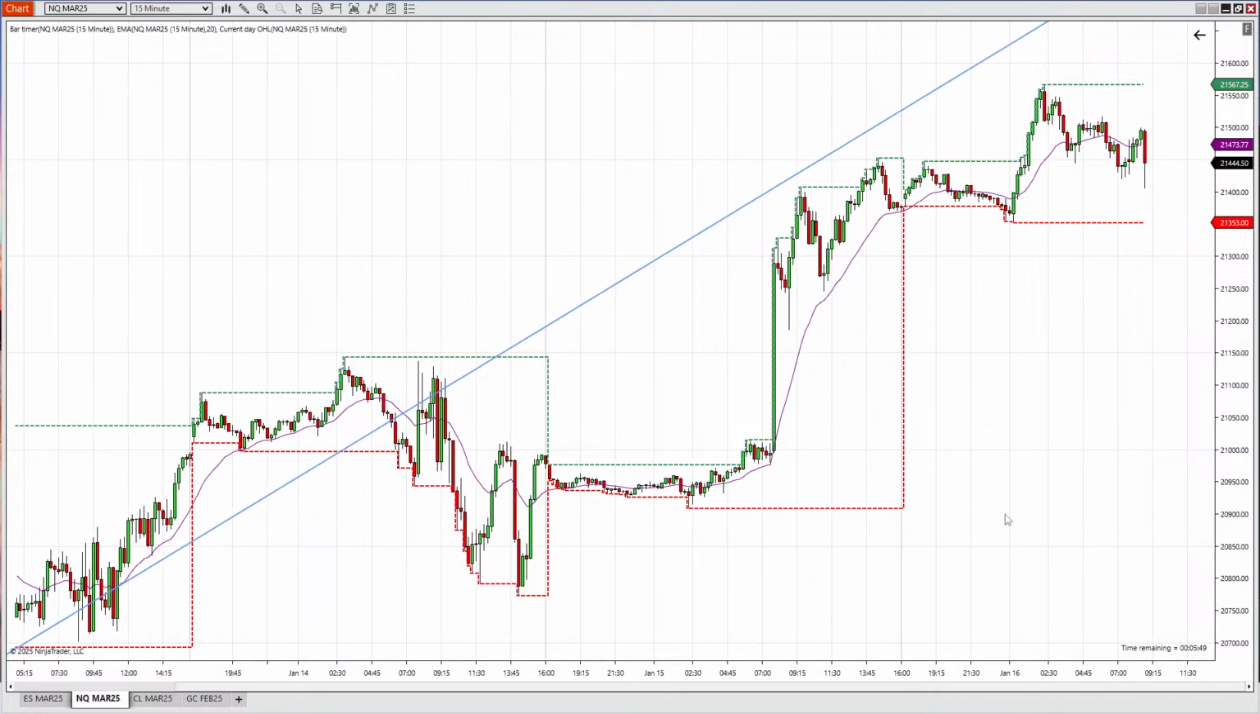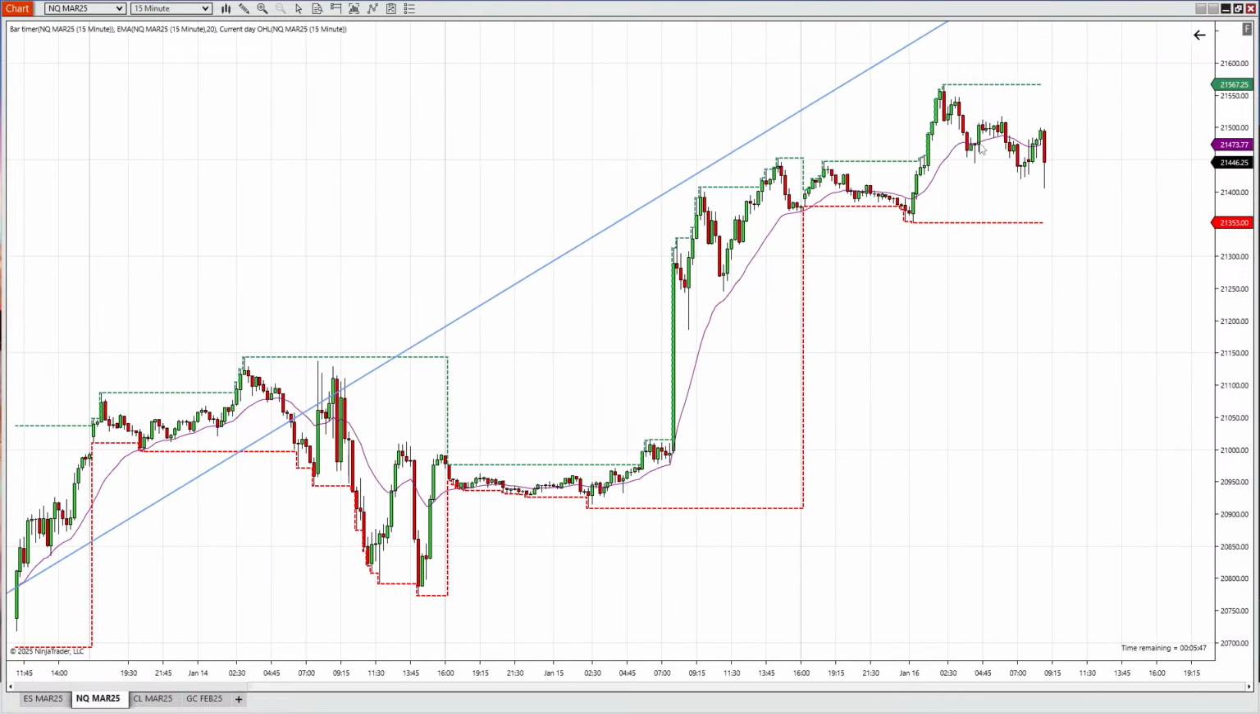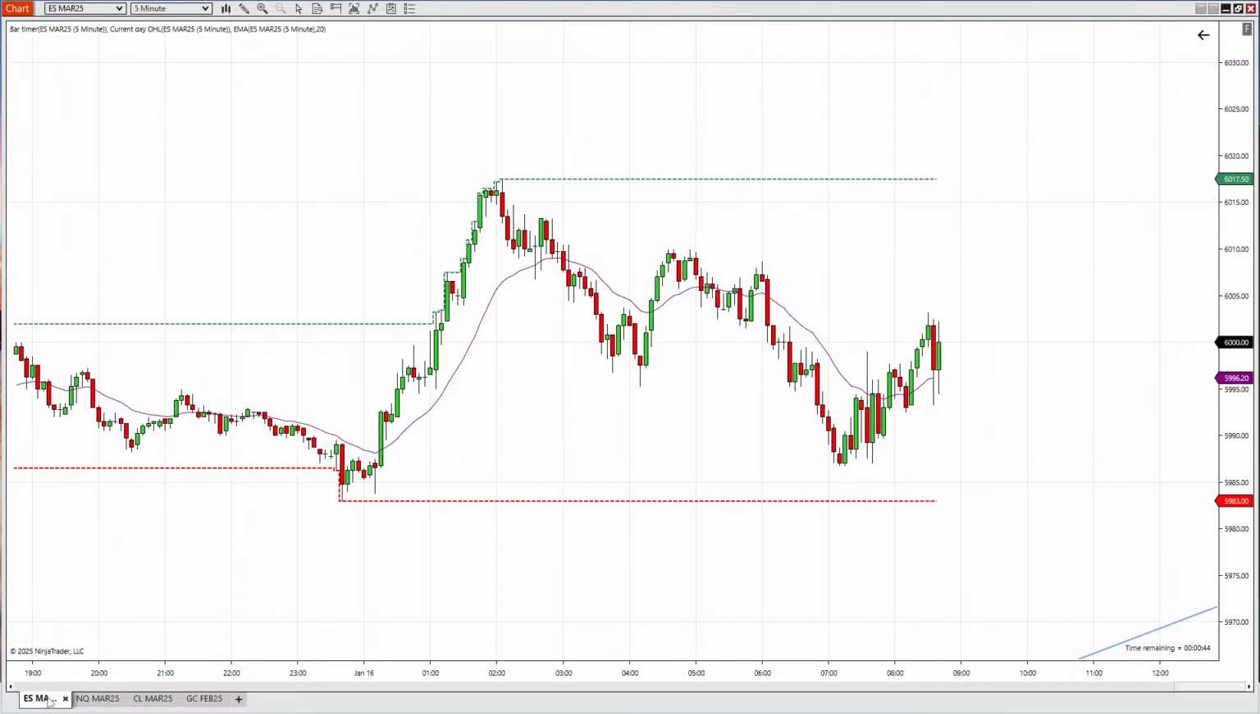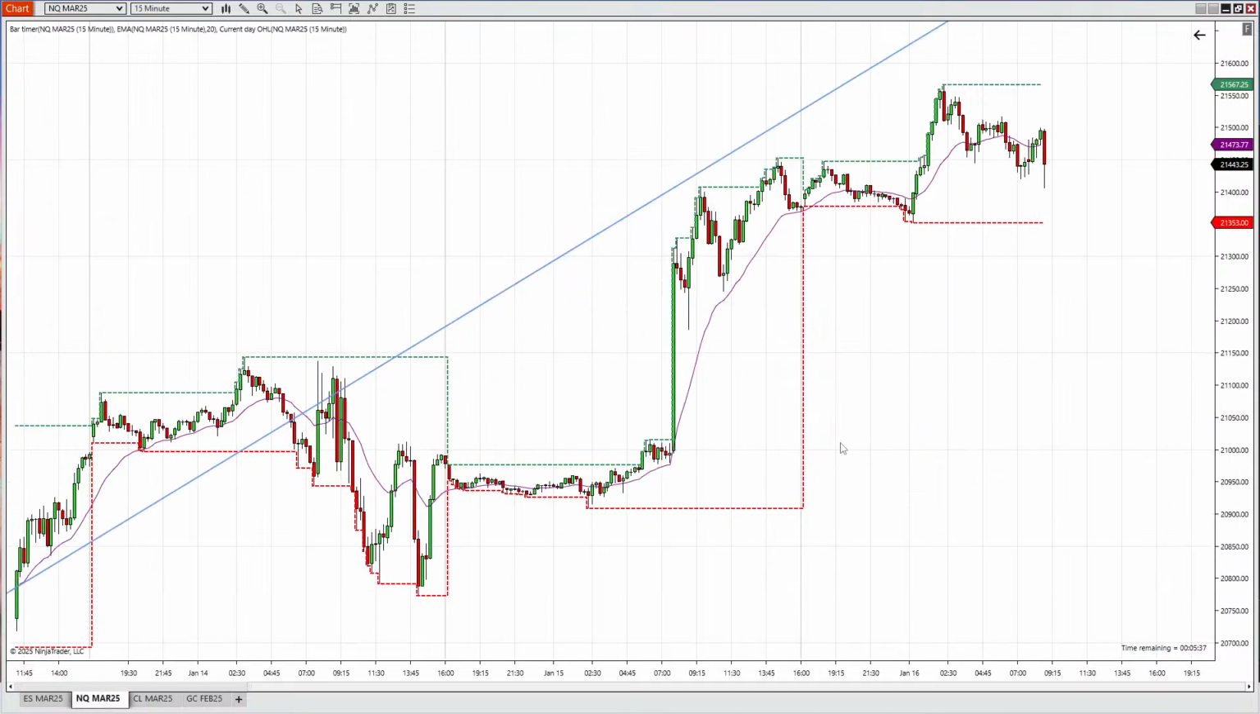Also very similar to the ES. 1, 2, and 3 legs down. Let's look to see kind of what's happening here. This isn't really 3 legs down on the ES. In the NQ though, we have a break of the previous leg's low, so it is a leg down.